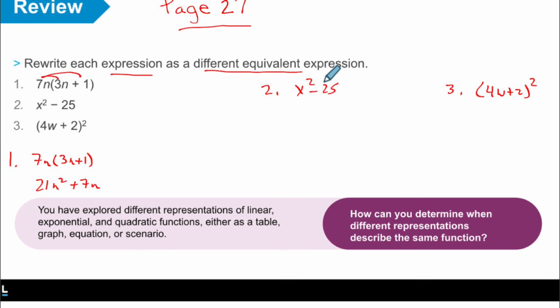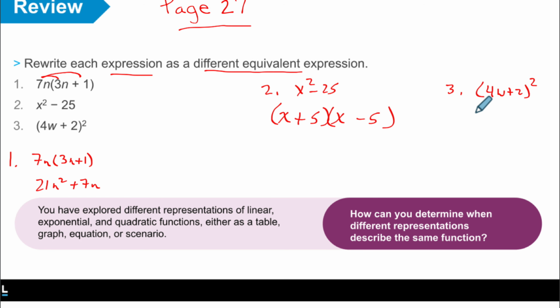Number 2, though, did you notice this was x squared minus 25? That's called a difference of perfect squares. This is a quadratic, and we could factor it, if we wanted to, into 2 different expressions here. The square root of x squared will give you x, and the square root of 25 will give you 5 and negative 5. So number 2, this is how I rewrote it as a factored expression, (x + 5)(x - 5), and you can multiply it out and double check me if you need to.